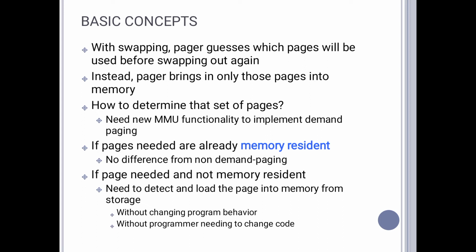If the bit is set to invalid, the page either is not valid or is valid but is currently on the disk. So the page table entry for a page that is not currently in memory is either simply marked invalid or contains the address of the page on disk. This situation is depicted in this figure.